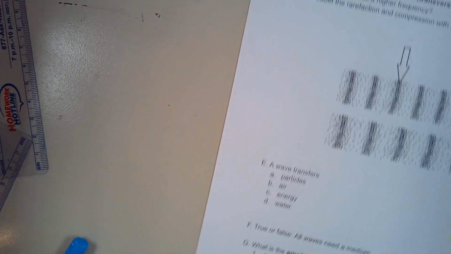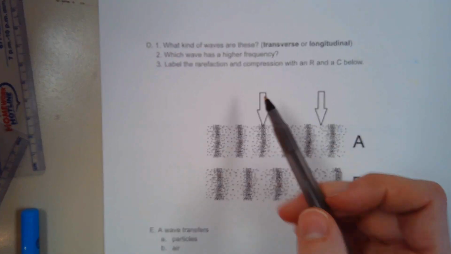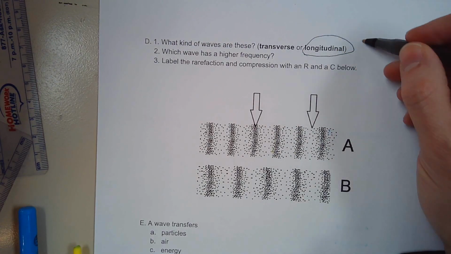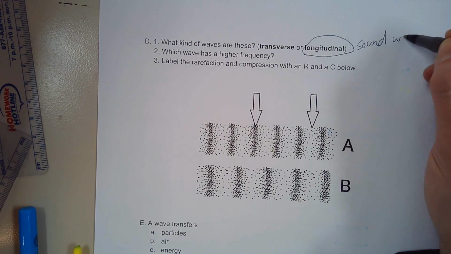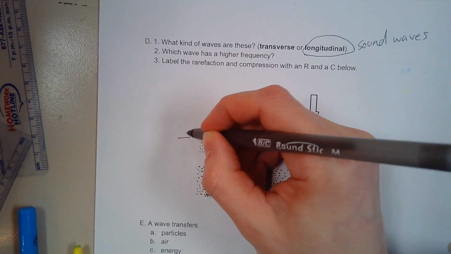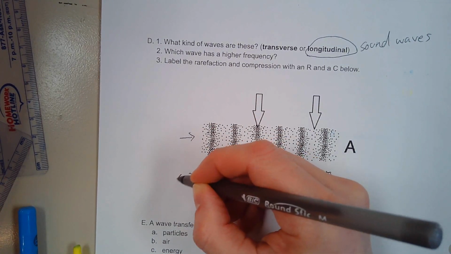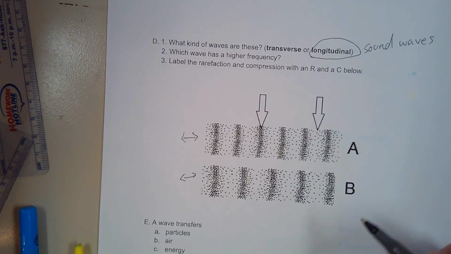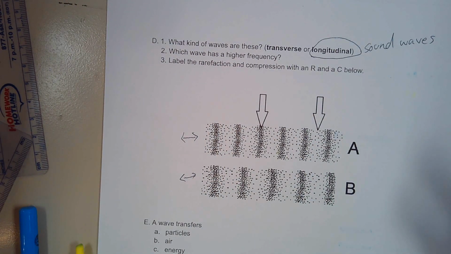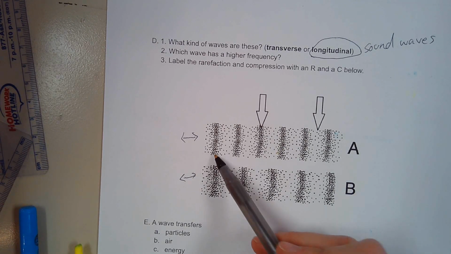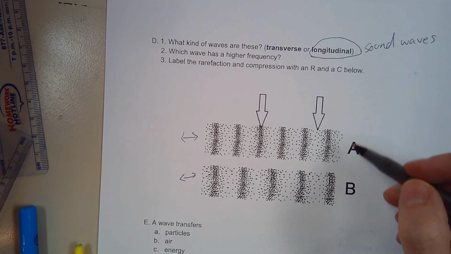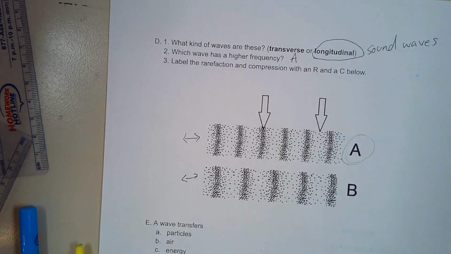All right, then we go on to this back side. What kind of waves are these? These are longitudinal waves. They're actually sound waves in which something is pushing the air particles forward and backwards, which has a higher frequency? If we go back to what it said before, frequency is the waves in a given amount of time, or waves in a second. This one has 1, 2, 3, 4, 5, 6 waves. This one has 1, 2, 3, 4, 5. So A has the higher frequency.